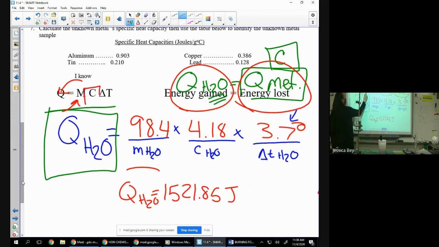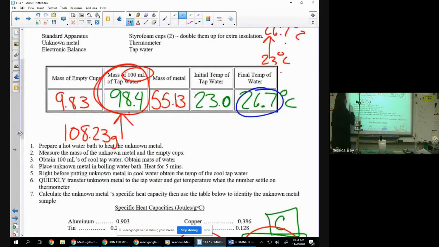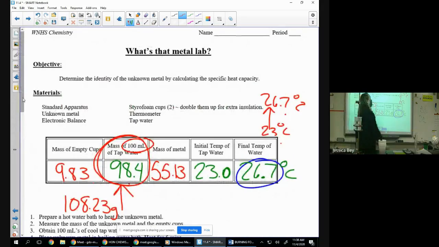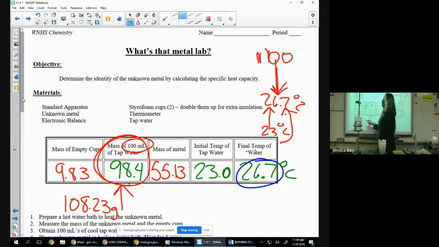We are looking for the C of the metal, and then the hardest one, be very careful, the delta T of the metal. Think about how you would figure out the delta T of the metal, okay? The water went from 23 to 26.7. The metal, why did we boil it? What temperature did we try to get it to by boiling it? We got it to 100, and it went from 100, and they met at 26.7. So think about how you get that delta T.